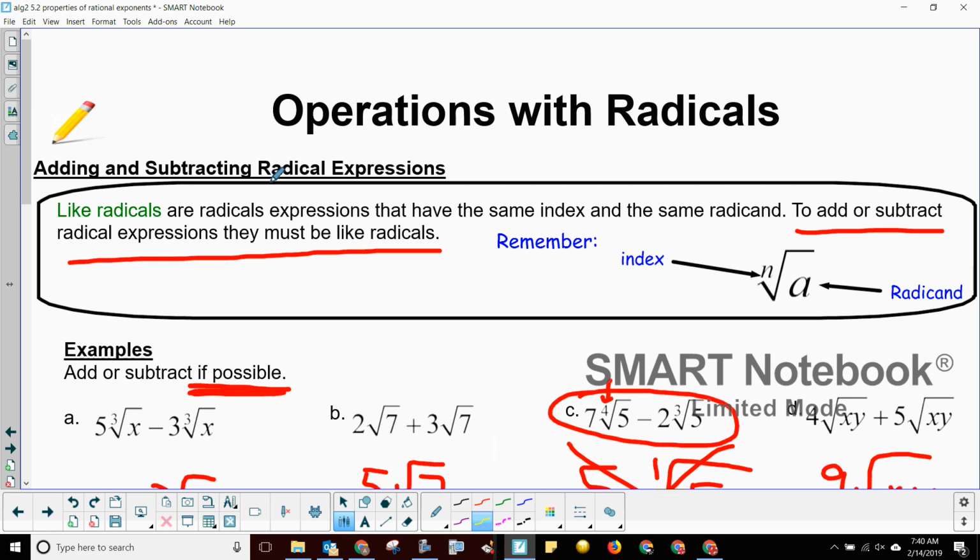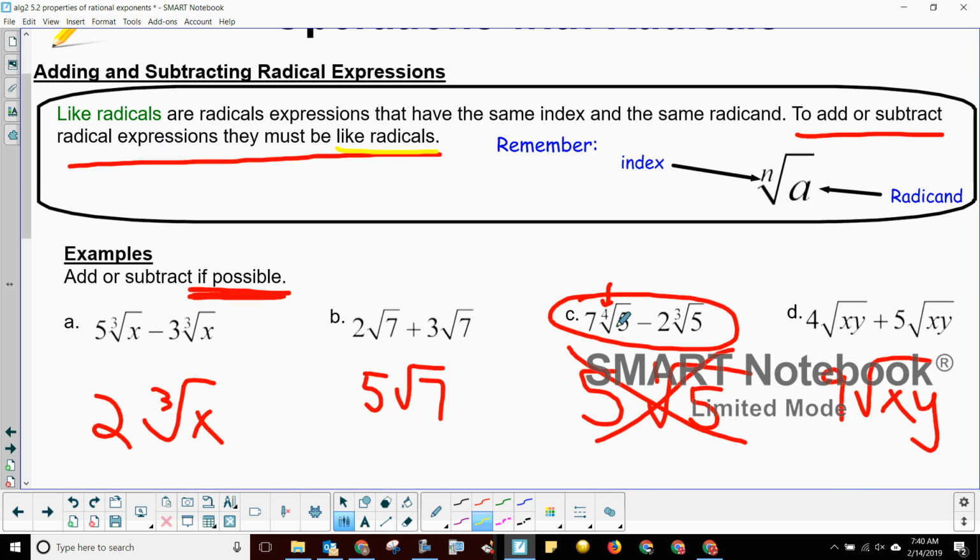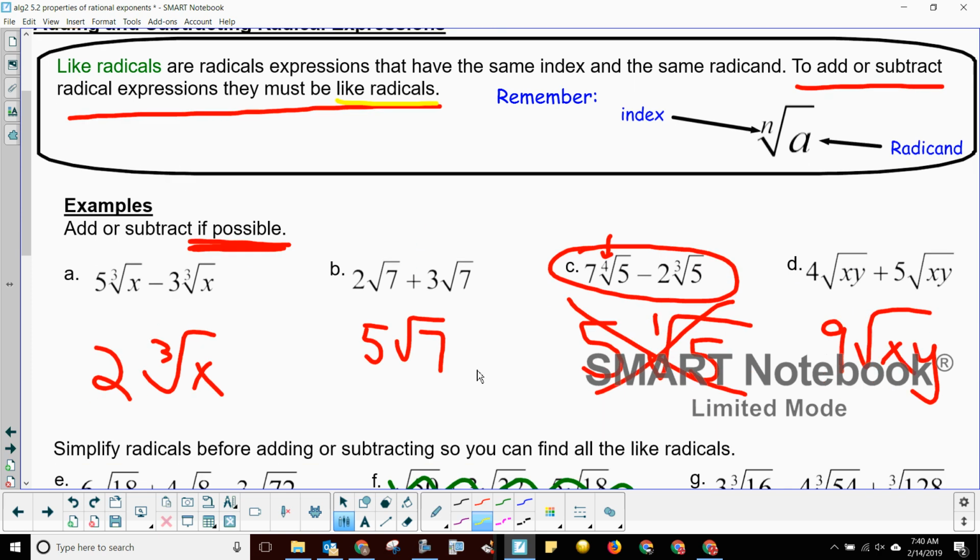Okay, adding and subtracting, this was super easy. Basically, to add or subtract radical expressions, they must be like radicals. Like terms, where x squared and x squared go together, you're looking for cube root x and cube root x. Your radical has to be exactly the same: root 7, root 7. I got 4th root of 5 and the cube root of 5. This one doesn't work. That one just stays as is. But if the radicals are the same, we can combine them.